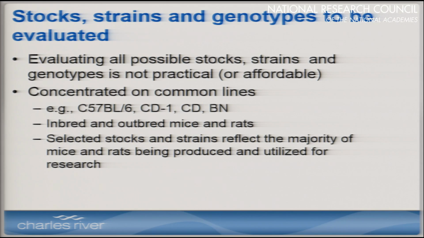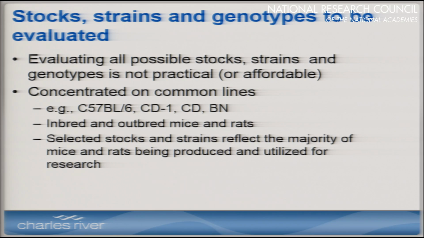We spent a great deal of time trying to decide what stocks and strains or genotypes we should evaluate. We can't evaluate all possible stocks and strains. It's just not practical. It's not affordable. So we concentrated on common lines. For example, here, the C57 Black 6, the most common inbred mouse used in research and a common background strain for many genetically engineered models.